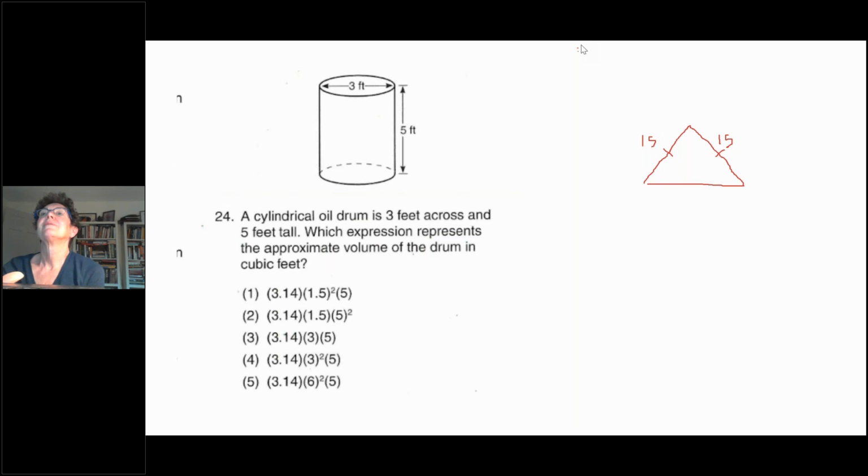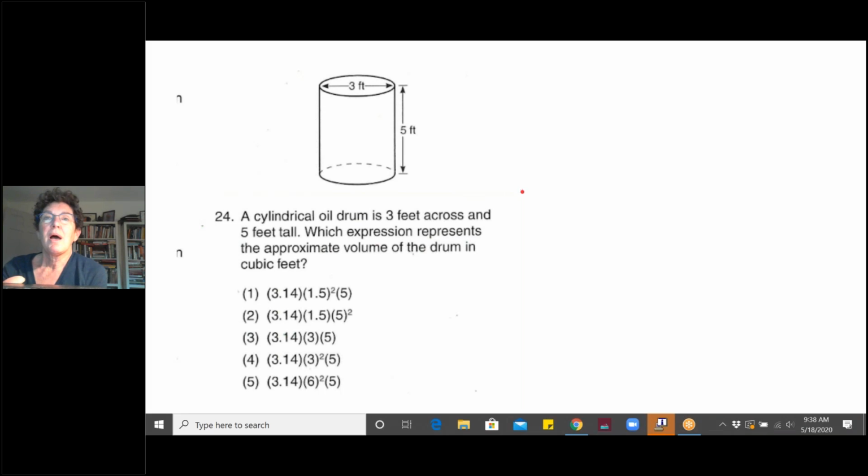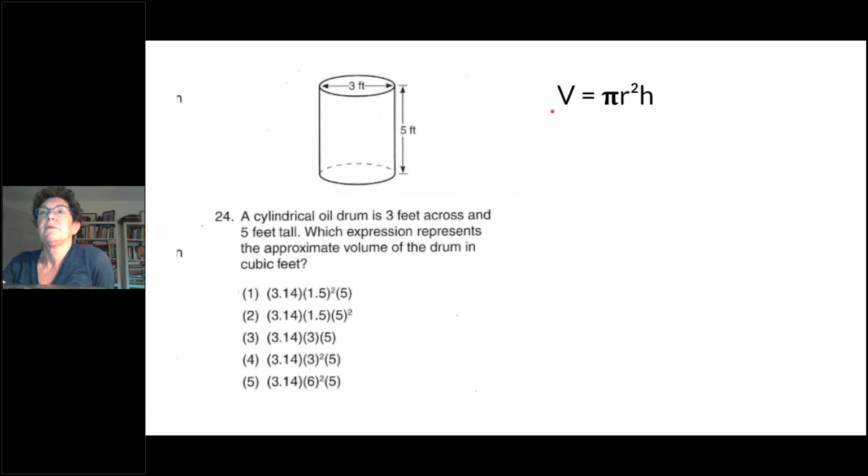Let's look at the next one. A cylindrical oil drum is 3 feet across and 5 feet tall. Which expression represents the approximate volume of the drum in cubic feet? So we would have to know the formula for volume. And if we looked it up, we would know volume equals pi times radius squared times height.